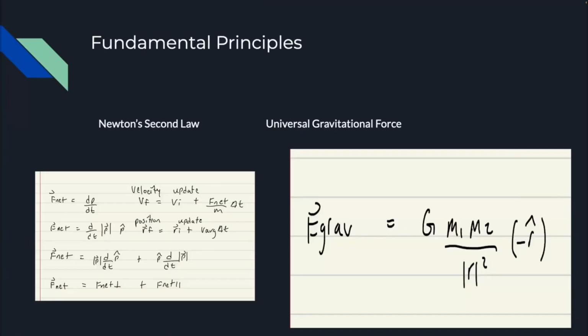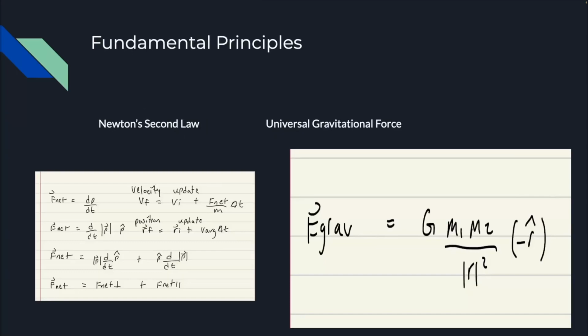Some fundamental principles that we have to talk about in order to understand this lab are Newton's second law and the universal gravitational force. On the right, you see the equation for the universal gravitational force. The force of gravity equals G, the constant of gravity, times the two masses of the objects over the magnitude of the distance between them squared, times the negative unit vector between the two objects.